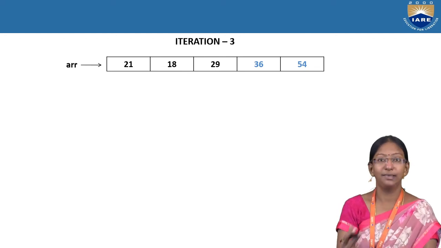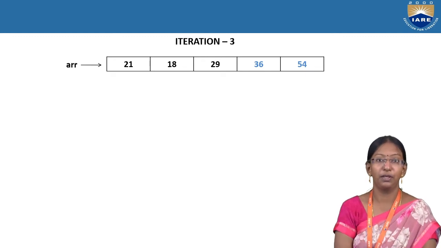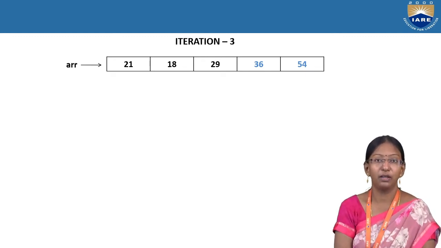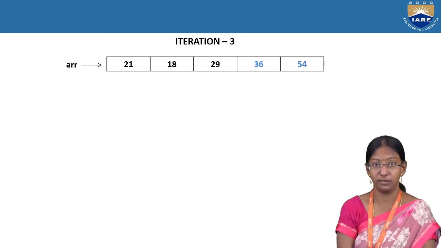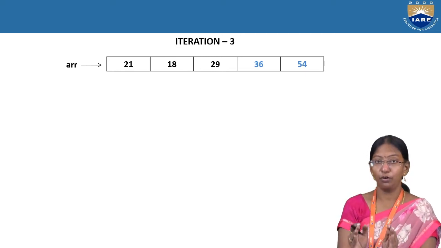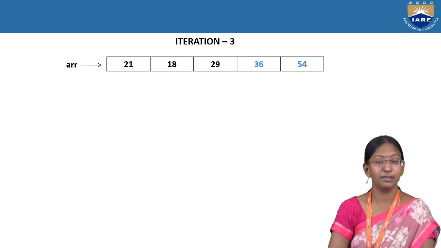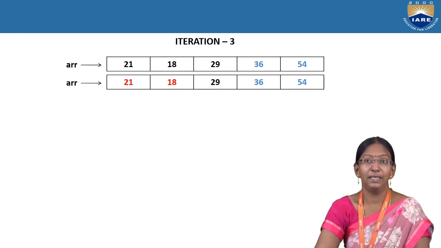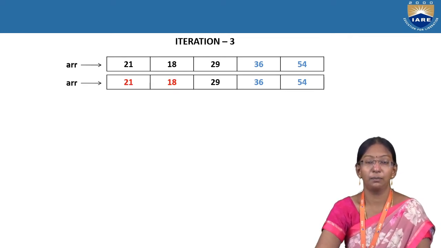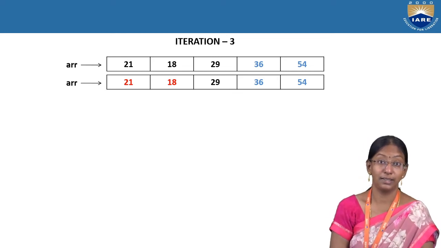As this is iteration 3, two iterations we have completed, and 2 elements have come to their right positions, 54 and 36, and they are frozen. So we have to think of only the sublist that we have in our hands. Let's start the process. Compare 21 and 18. Is it violating the rule or not? Exactly, it is violating.